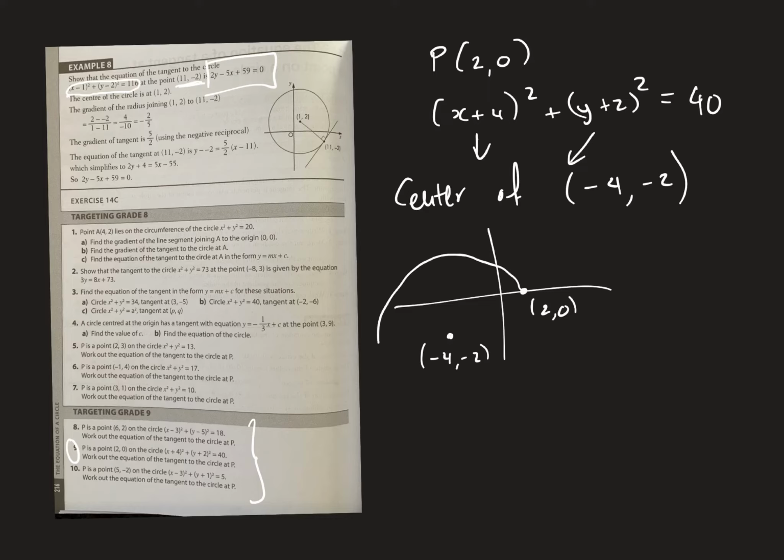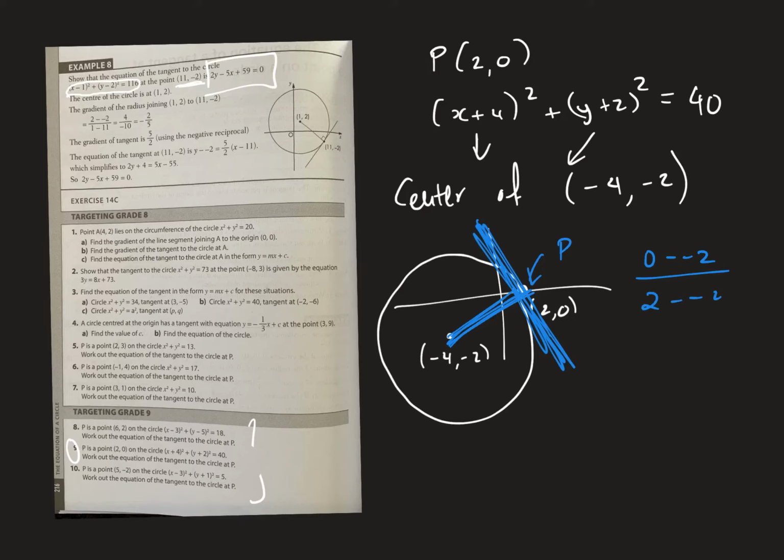So if I was to draw a circle, this is what we're looking for again. We are looking for this line here. It says point P is on the circle, work out the equation of the tangent to the circle at P. That's what we're looking for. So this here is point P. Same again, I would have to work out the gradient of this line. So change in y over change in x, so 0 take away 2, over 2 take away -4. So therefore I'm left with 2 over 6, which is 1/3.